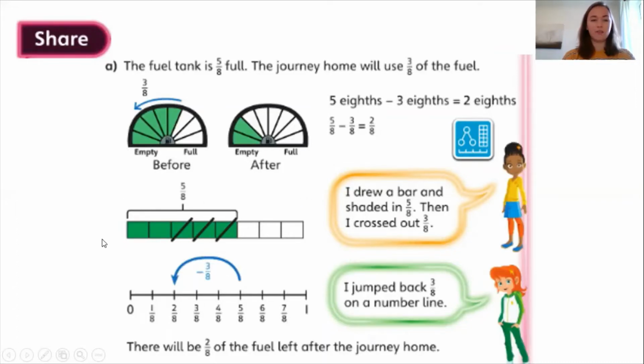You can show this in a few different ways as well. So on here we've got a bar that's been split up into 8 equal parts. 5 of those parts have been shaded in, so 5/8 has been shaded. And then we've crossed out 3 to show them being taken away, and what's left is 2. Another way to have a go at this problem is on a number line. You start at 5/8 and then count back 3/8. 1, 2, 3/8. And that leaves us with 2/8 of the fuel tank left.